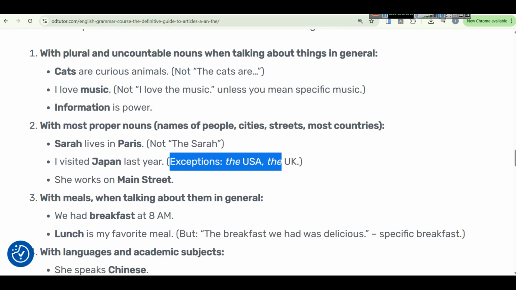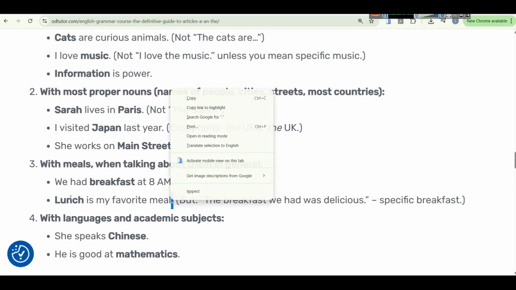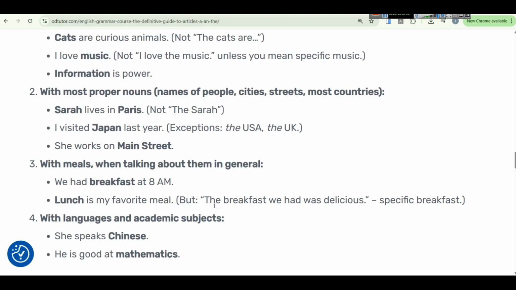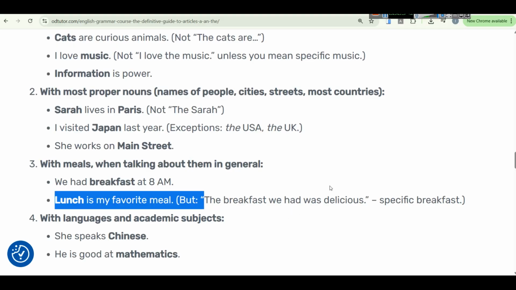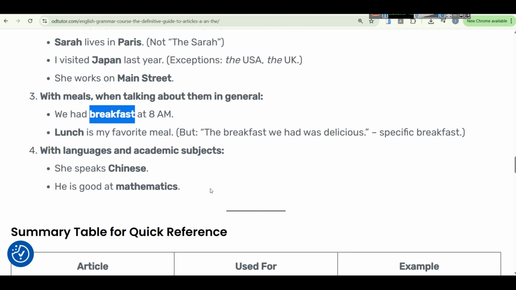You will also not use an article with meals when talking about them in general. We had breakfast at 8 a.m. Lunch is my favorite meal. Here we have not used it. But the breakfast we had was delicious, because we are talking about the specific breakfast, not breakfast in general. We had breakfast at 8 a.m.